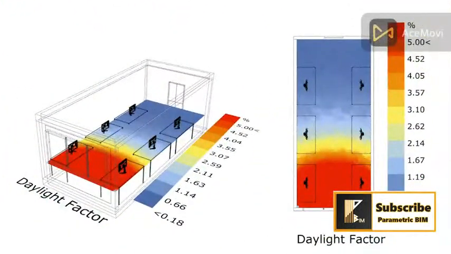What's going on, guys? This is Fadi from Parametric BIM, and in this tutorial I will show you how to create a cool daylight analysis such as these photos. In fact, this is the simplest way to ensure that you have a sufficient daylight amount in your design space in the early stages of your design process. So without further additions, let's dive into Rhino and Grasshopper.